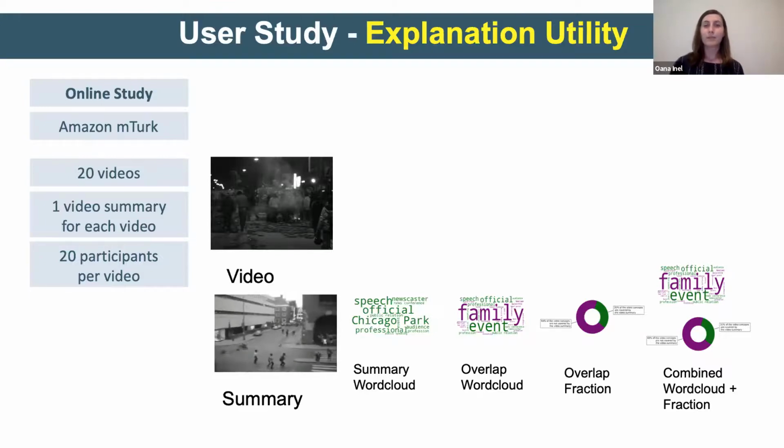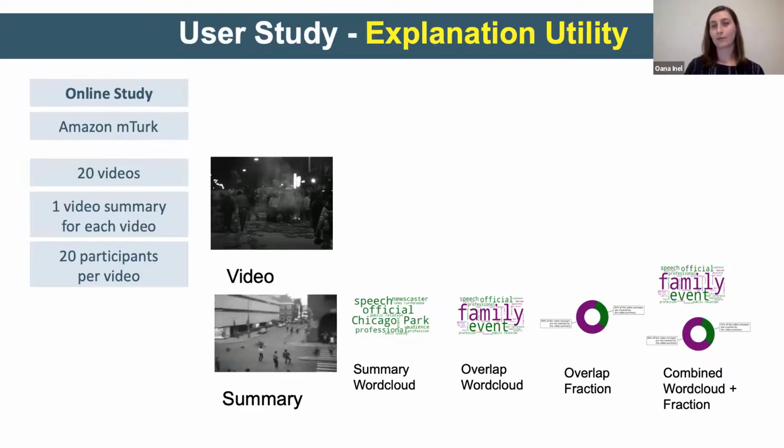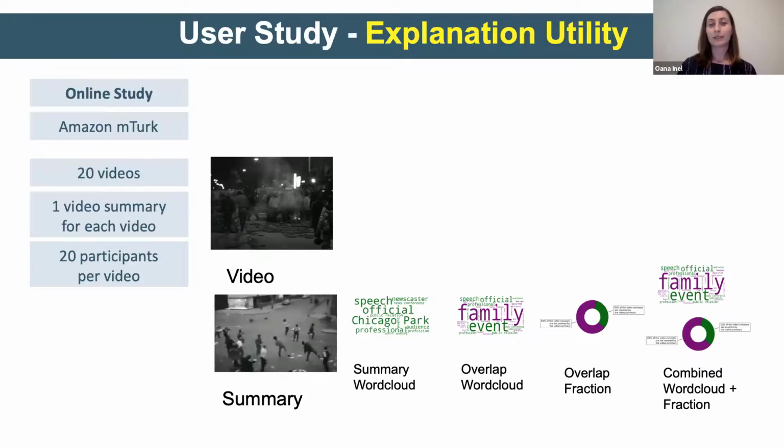Then, we ask participants to inspect the 4 types of explanations, whose order was randomized each time, and choose the ones they find the most useful to understand how representative the video summary is for the original one. We also ask them to motivate their answer and to tell us which other visualizations they find useful for assessing representativeness.